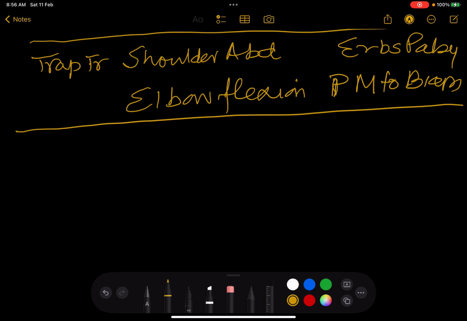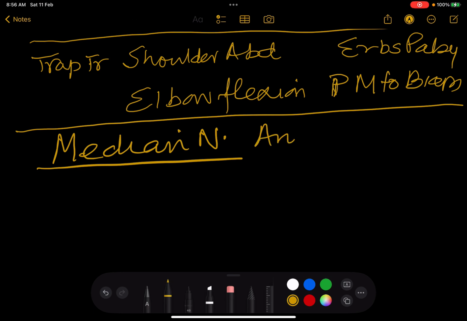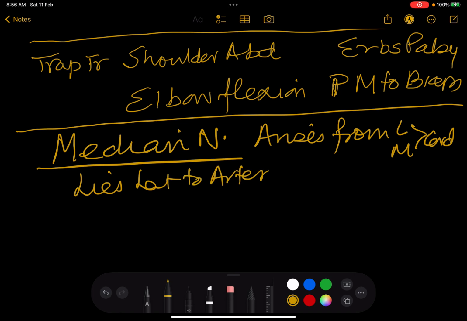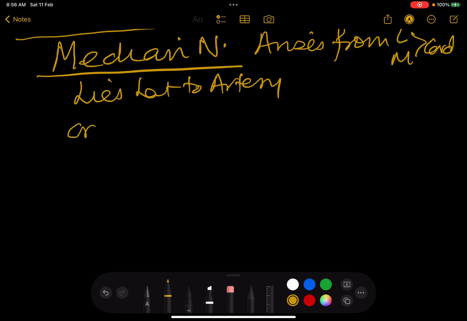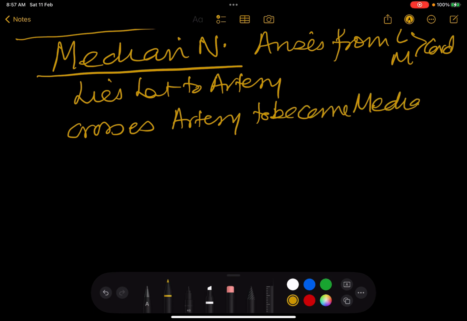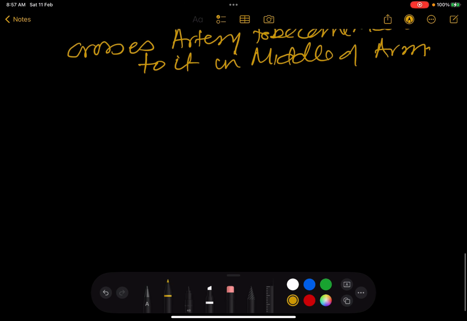Then we talk about the median nerve. Arises from lateral and medial cord, lies lateral to artery, crosses artery to become medial to it in middle of arm, crosses elbow.